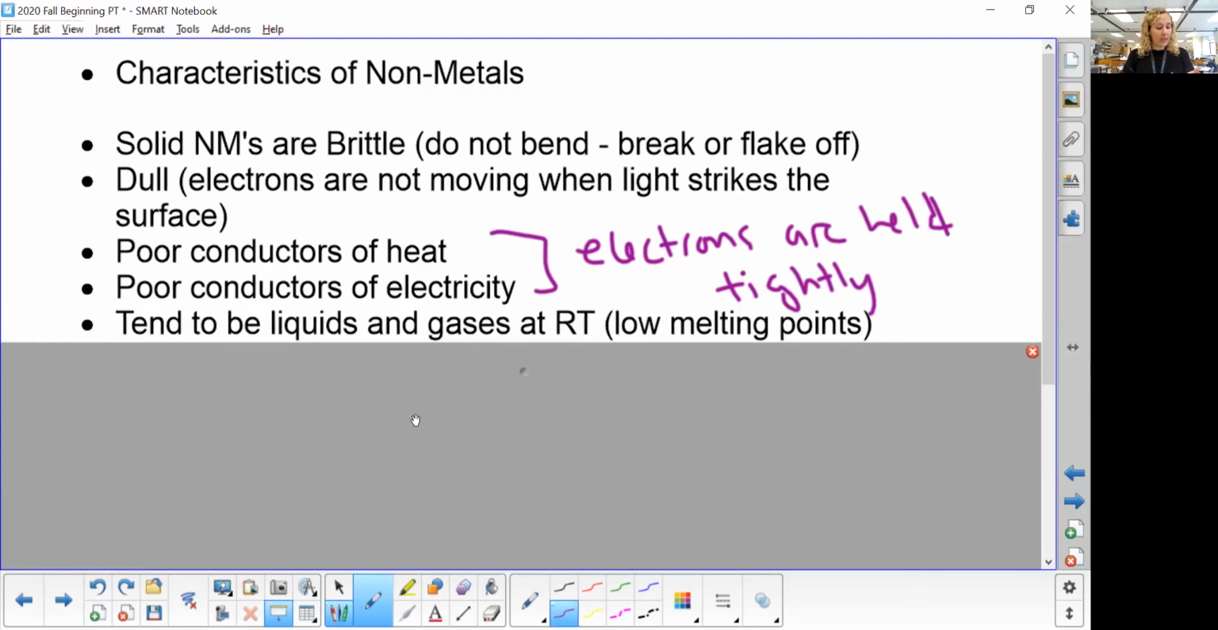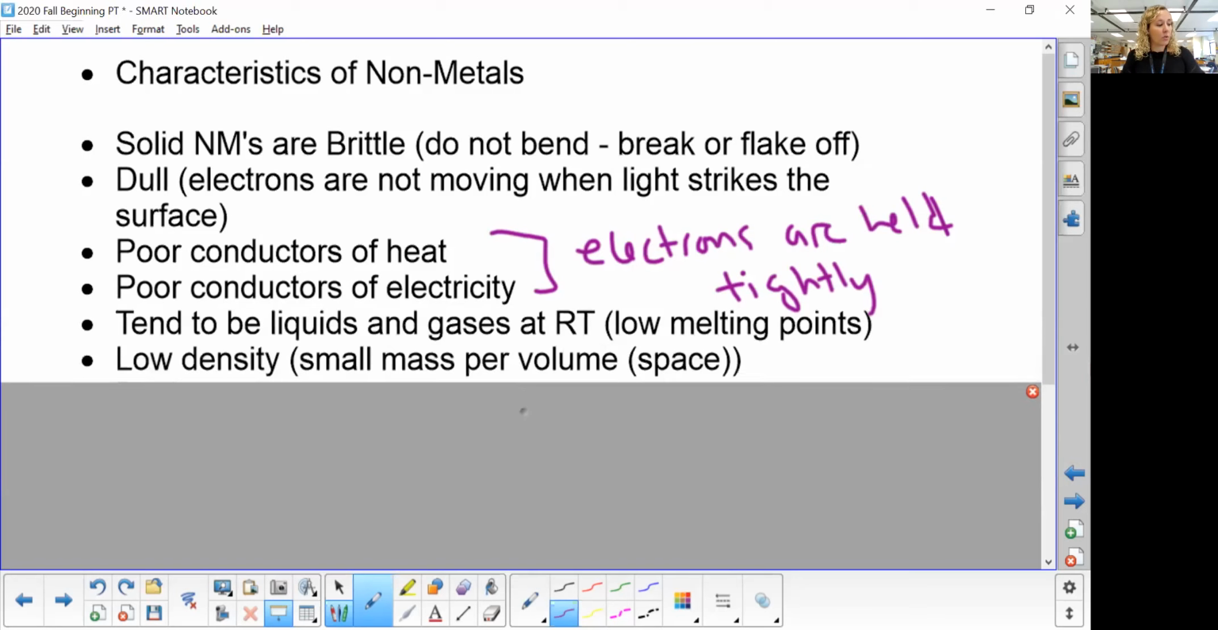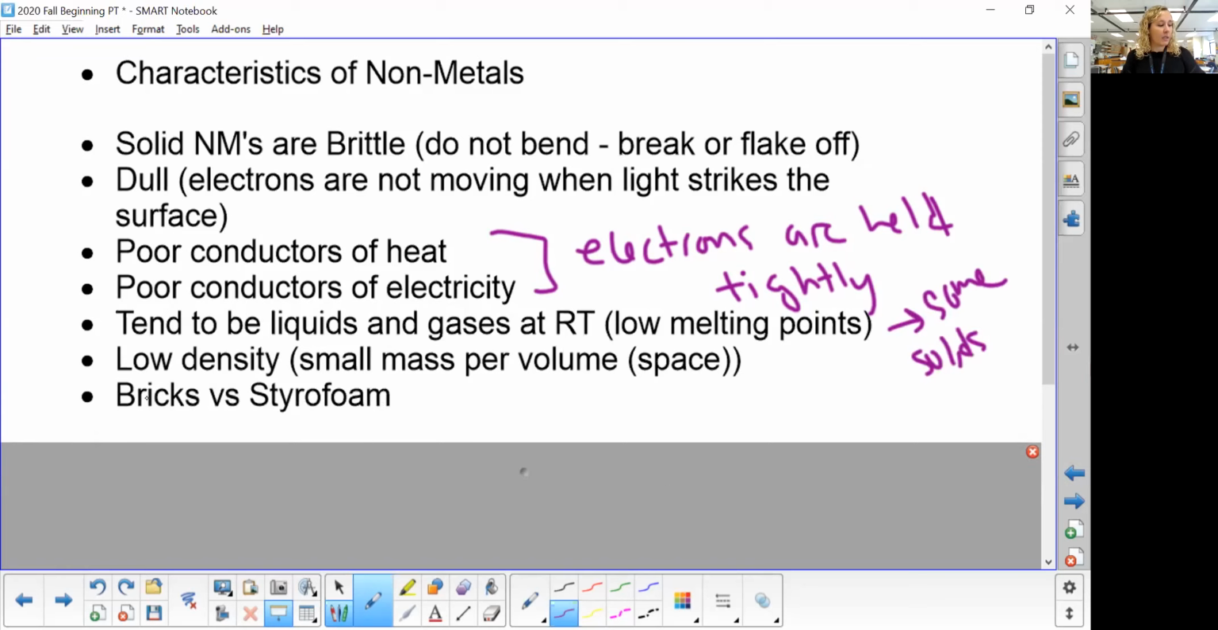They do tend to be liquids or gases at room temperature. Comparatively, they have low melting points. There are some solids, but they tend to have low melting points, but they're mostly all liquids and gases. They have low density, so if given the same amount of space, there will be far fewer particles. That's the easiest way to understand density, it's how many particles there are in a certain amount of space.